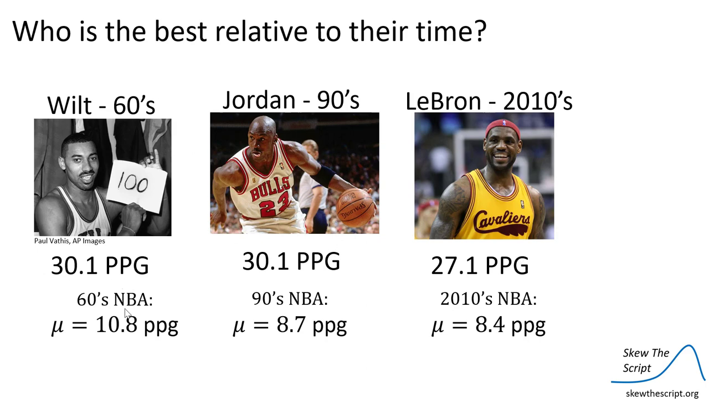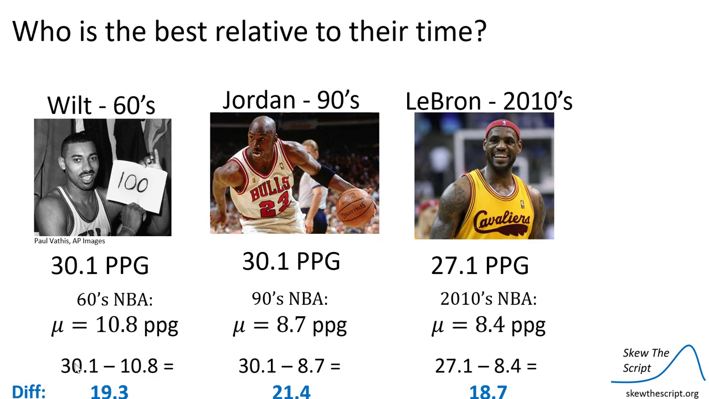During Wilt Chamberlain's period, the NBA's average was 10.8 points per game. During the 90s, the average player in the NBA had 8.7 points per game, and then in the 2010s, the average NBA player had 8.4 points per game. So I can probably look at this now and clearly see, okay, I feel like one of these may be higher. I'm not sure. Jordan looks higher, but let's actually get some data here.